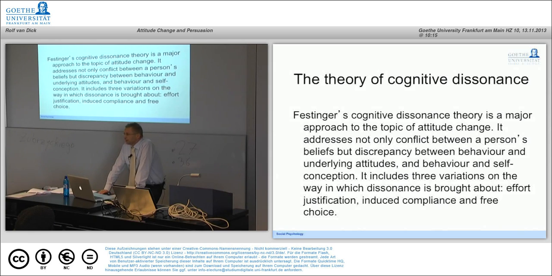Festinger and Carlsmith's 1959 classic experiment. Imagine you are a participant in an experiment. You come into the laboratory, you do the experiment, and it is extremely boring. It's the most boring experiment that you have participated in so far.